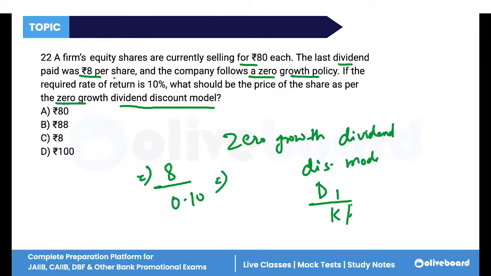0.10K, or you can say D1 upon R. So R is the required rate of return, 10%. So that is rupees 8. Now, why are we taking a dividend of 8? Because see, no growth is there. The growth rate is what? It is 0. So the answer will come as 8 only.